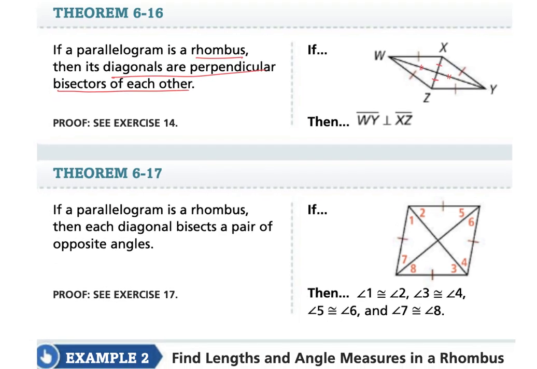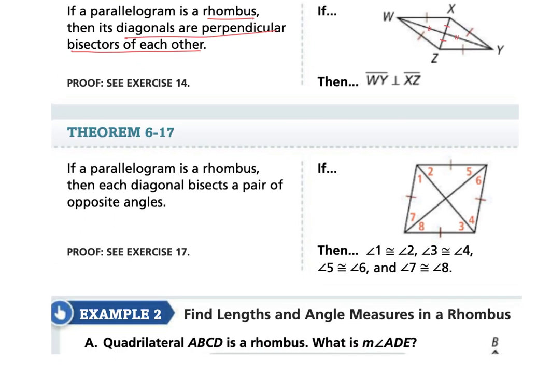And that's because it's a parallelogram. If it's a parallelogram, then each diagonal bisects a pair of opposite angles. So any diagonal in a rhombus cuts the angles that it goes through. It bisects them.